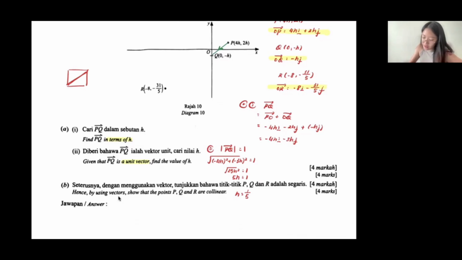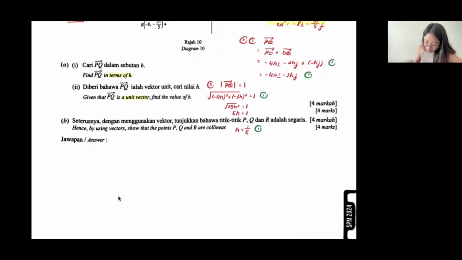So 4 marks over here distributed like this. 1 mark here, 1 mark here. For your magnitude, 1 mark, answer 1 mark. So that's A. Then B.